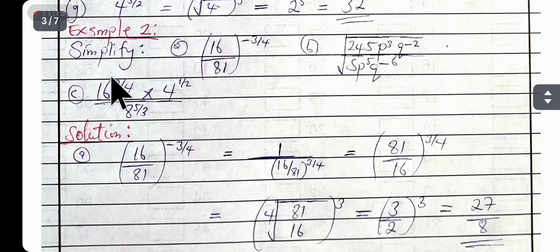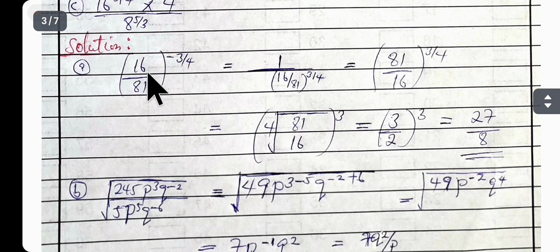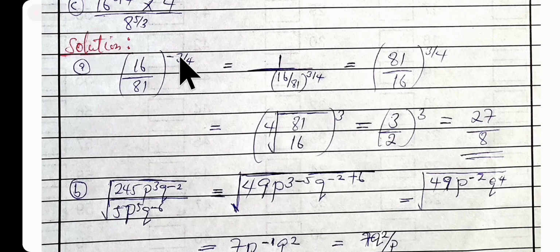Okay, so we have example 2. We should simplify 16 over 81, all raised to the power 3 over 4. Okay, so if you have this, and then look at another example again, let's solve them one after the other. This is the third example: 16 over 81, all raised to the power minus 3 over 4.